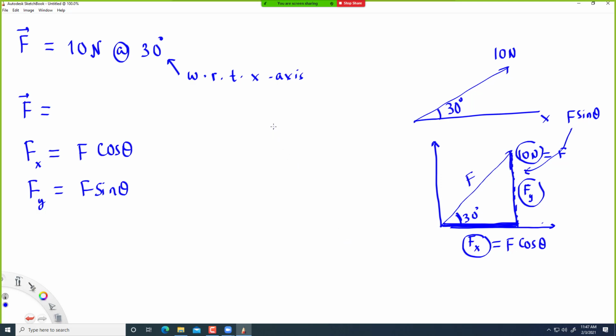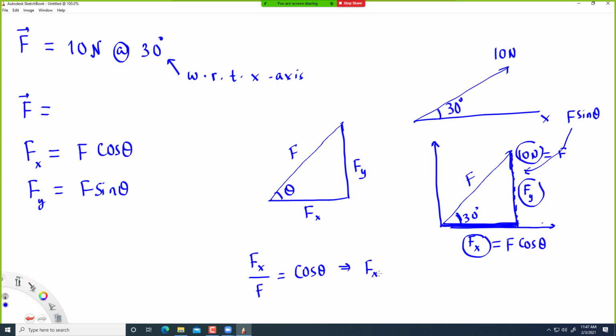Let me show you once again how we do that. This is our triangle. If this is our f, and this is our theta, and let's call this one fx and this one fy, then the ratio of fx over f, adjacent over hypotenuse, is what? Cosine, right? Cosine theta. That's the trigonometry. So rearranging that, we get fx is equal to f cosine theta.